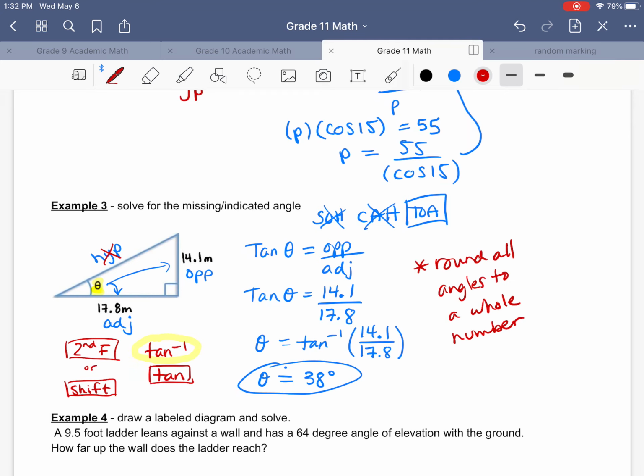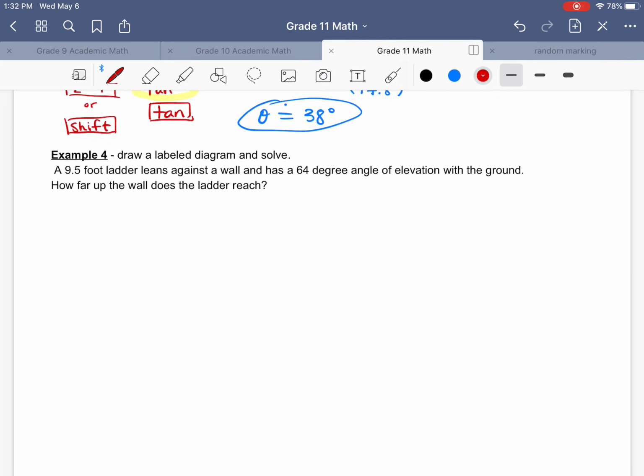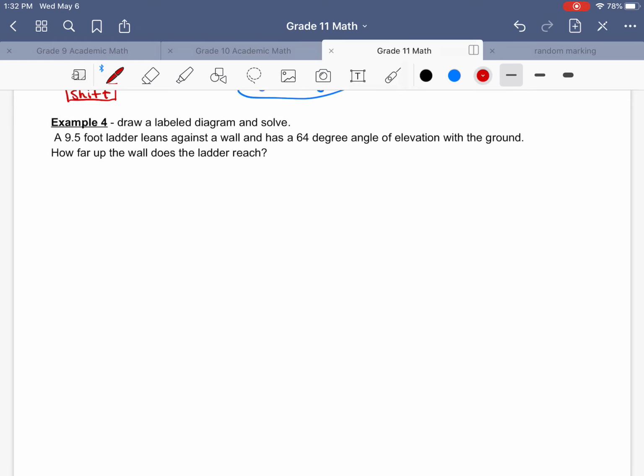Now, the last thing we're going to look at is a word problem, and we're going to draw a diagram to go with it. So we have a 9.5-foot ladder that leans against a wall and has a 64-degree angle of elevation with the ground. How far up the wall does the ladder reach?